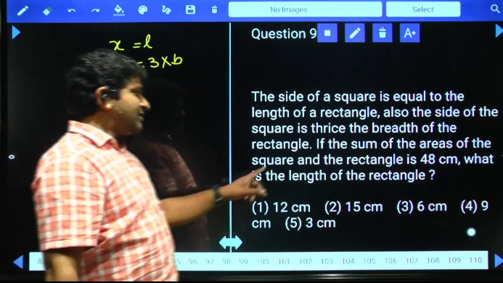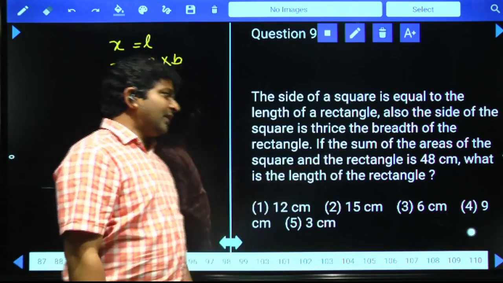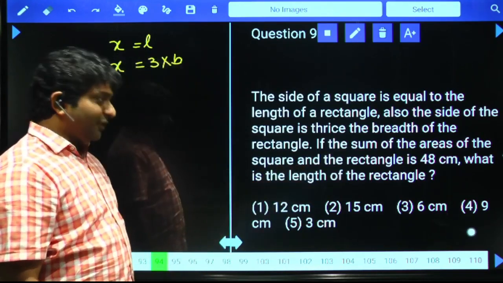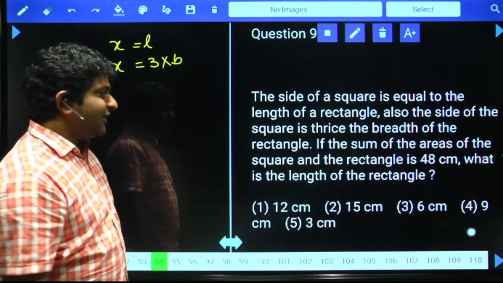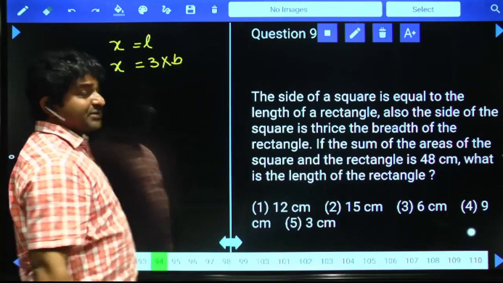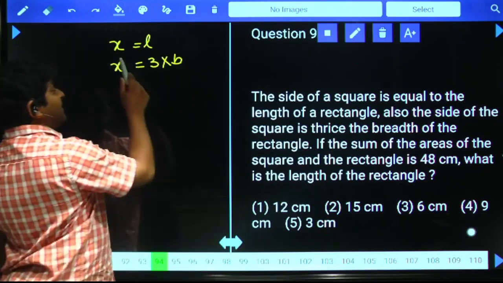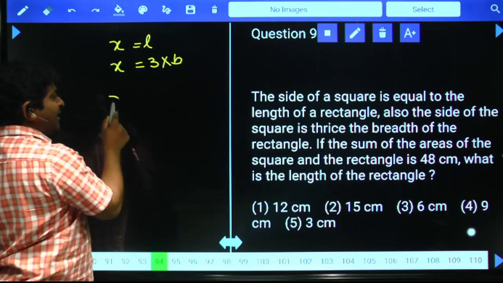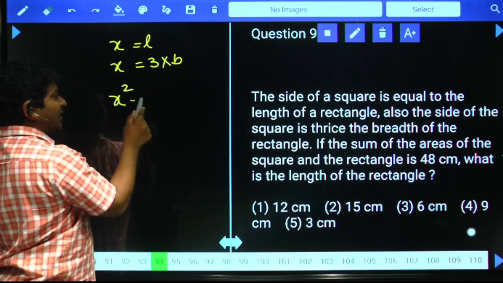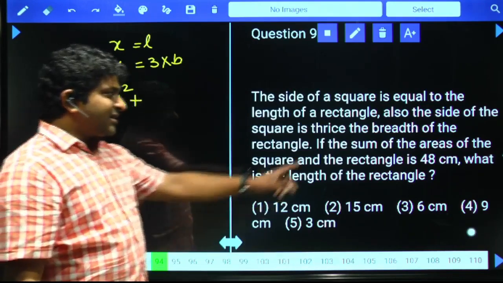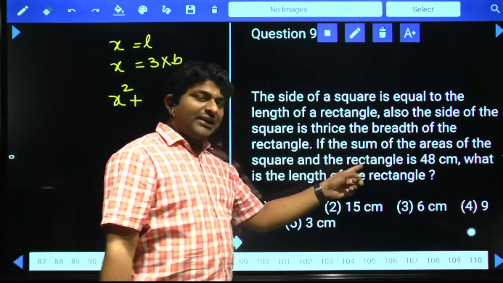The sum of the areas of the square and the rectangle is 48. What is the length of the rectangle? That's your question. Now, the side of the square is equal to x, so the area of the square is x square, and you are given the sum of the areas of the square and the rectangle.